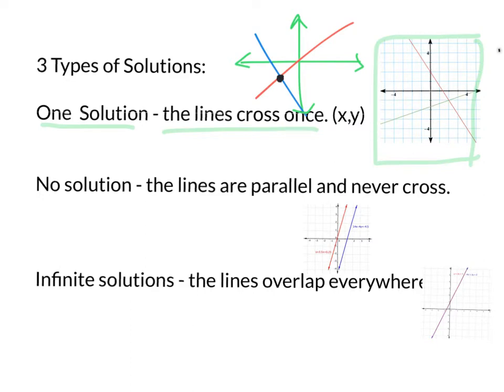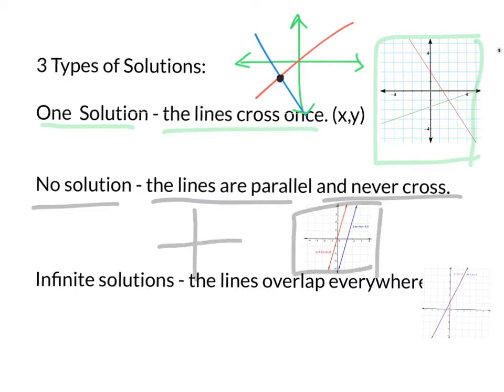Now you could also have no solution. That means the lines are parallel, so they will never cross. So again, if you'll sketch a picture of what parallel lines look like in the coordinate plane. Just draw yourself a quick coordinate plane, and draw two parallel lines that never cross.